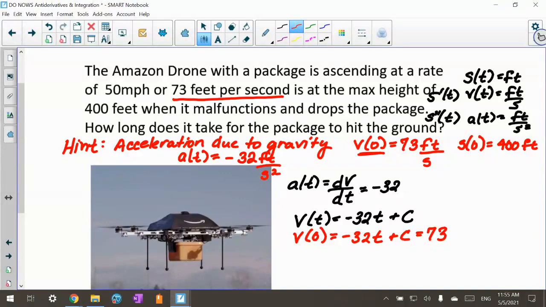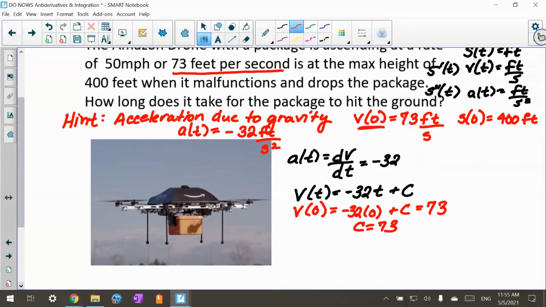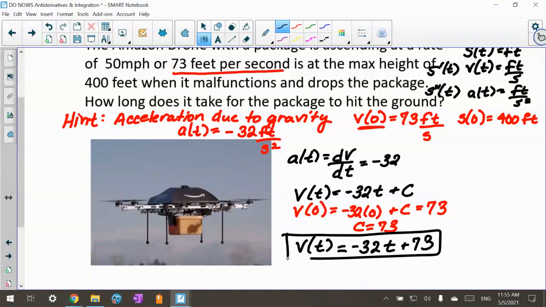And then I'm going to solve, oops, I should have actually put a 0 right here, because if we're going to do v of 0, this should be negative 32 times 0 plus c. And if you'll notice, c must equal 73. So now I know my velocity equation is going to be negative 32t plus 73. So that's good. By giving us this information, I'm able to find that.